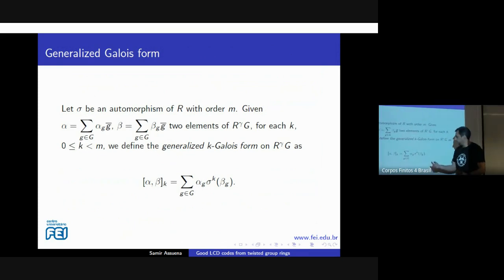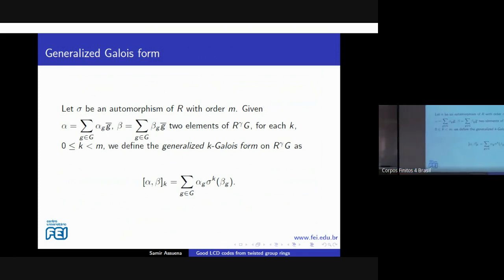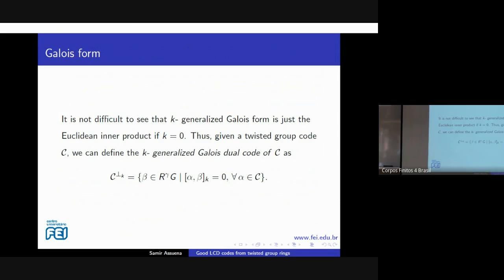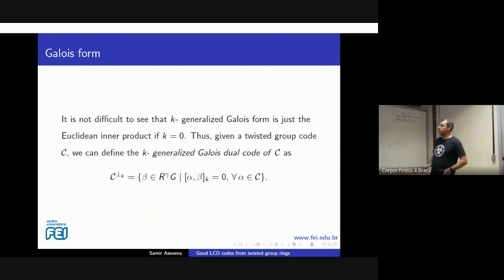We just apply the k-th power of the automorphism to the coefficients of element beta, multiply coefficient by coefficient, and take the sum of these elements. This is called the k generalized Galois form. And it's easy to see that when k equals 0, we have the Euclidean linear product. But in the general case, we can define the k generalized Galois dual of the code.